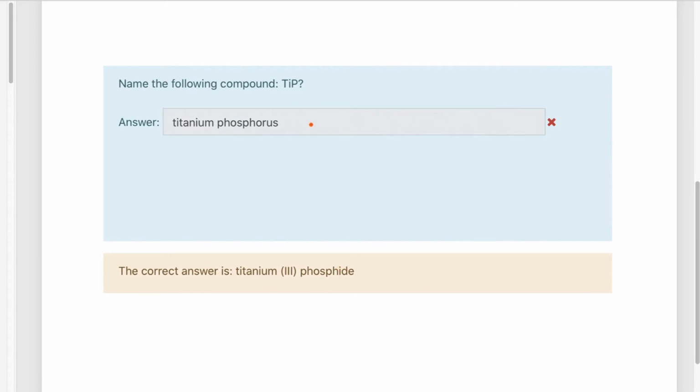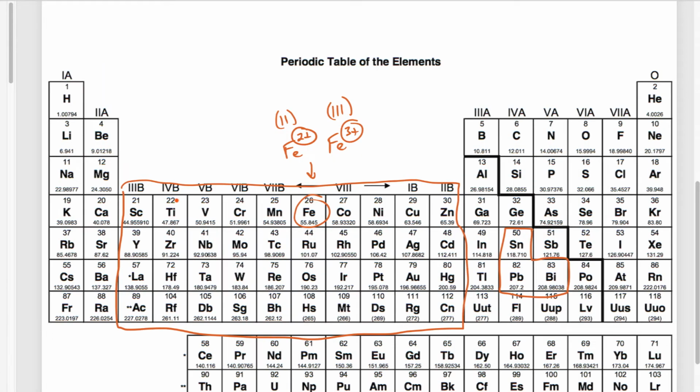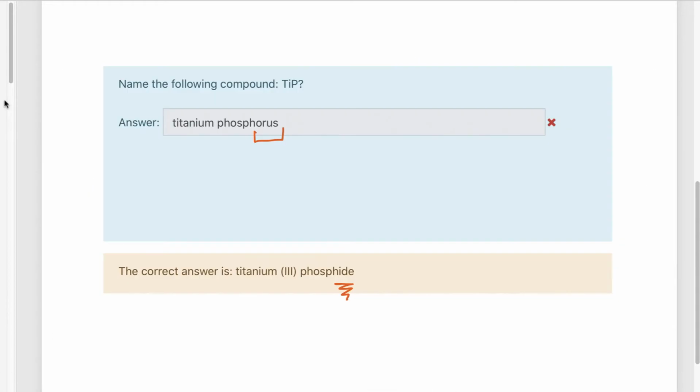A couple things with this example, titanium phosphide. So one thing to notice is that it's using the element's name here when you should be using the anion's name. So most of those monoatomic anions have an IDE ending. Actually, they all do. Titanium is in the transition metal group, right? There's titanium. And so that means we're going to need that Roman numeral here.